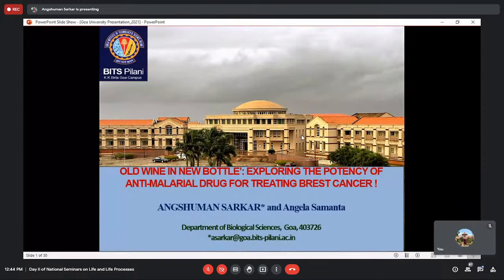But I have used it to treat cancer patients, and I will show how it works. We have got very startling results, and some of the results we have already published in a few good journals, as well as here I am going to present today's work about how we are going to use this drug to treat breast cancer in humans.